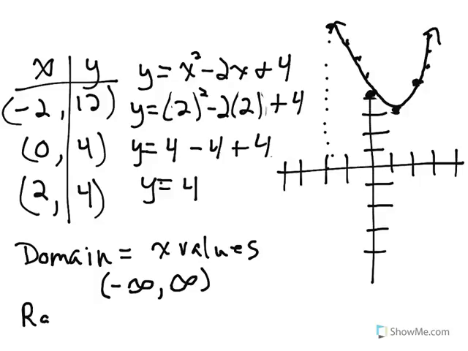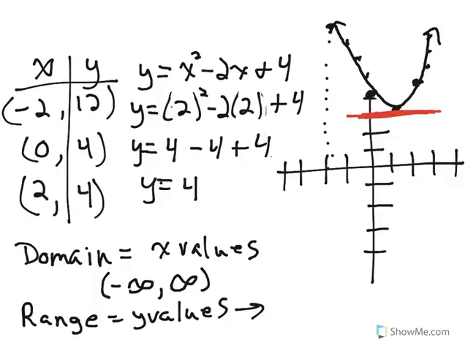The range, however, is all the y values in every set of coordinates. So our range can only go as low or as high as our y-axis. And in this case, that is at 4. And it continues to go up and up on both sides. So our range will be 4, positive infinity. And I use the bracket here because it includes the 4.